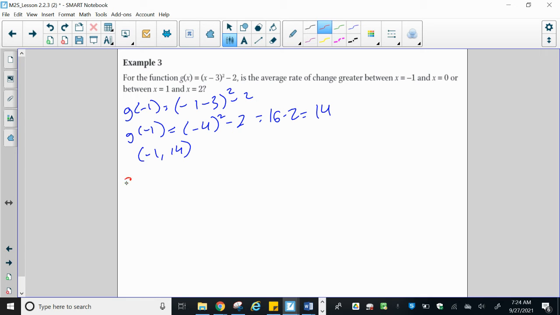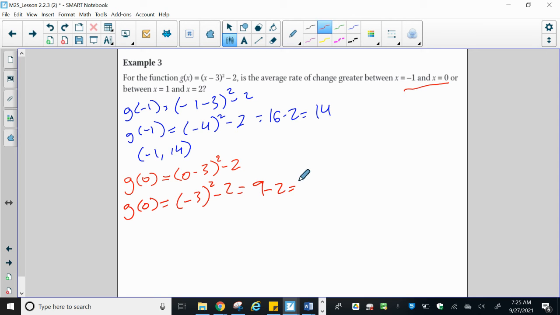And then we plug in 0, our second value they gave us, right? That's what we're doing right here. So g of 0. 0 minus 3 squared minus 2. -3 squared minus 2 is 9 minus 2 is 7. So 0, 7. So these are our 2 points. Now let's find the rate of change between them.